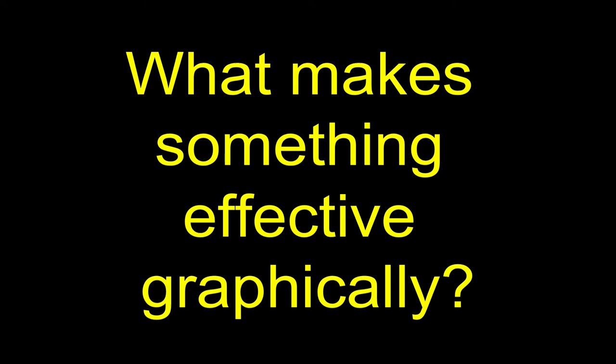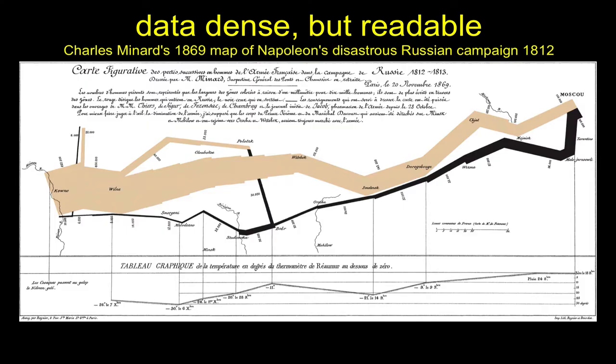Let's look at a couple different graphs. This might be a little hard to read just because it's old printing. But does anybody know what this is? Has anybody seen this before? No. So this is, what's that? It's like a map. It is a map. It's a quantitative map.